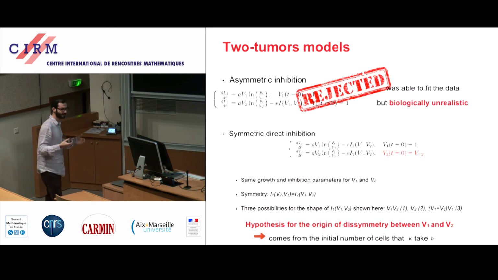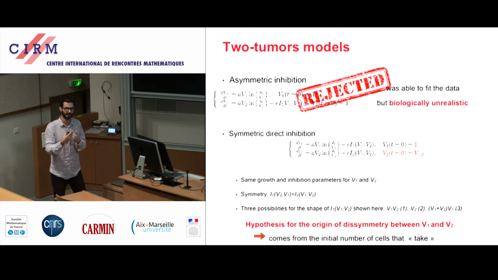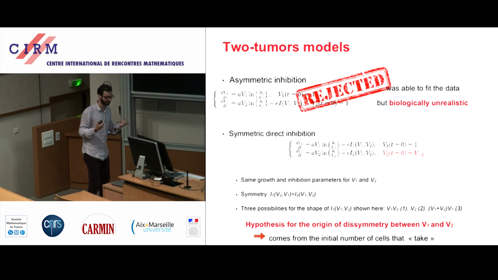So if we want a biologically consistent theory, we have to assume that if there is a direct inhibition force between the two tumors, it has to happen with the same parameter and symmetrically between the two tumors. So this is this model. But still, there has to be some difference at the end of the day between the two tumors.